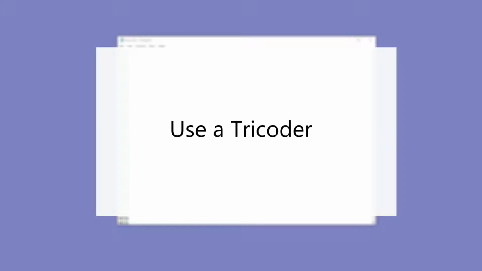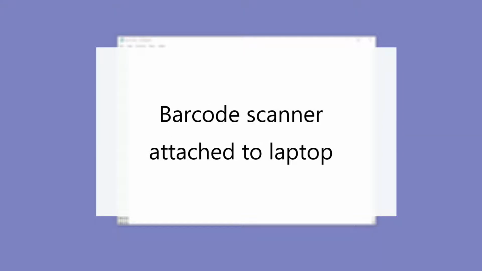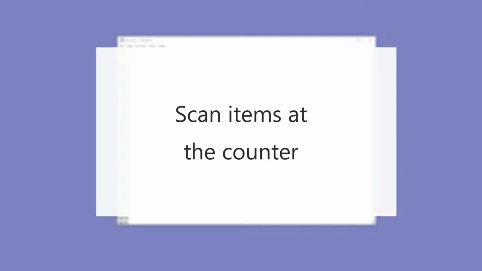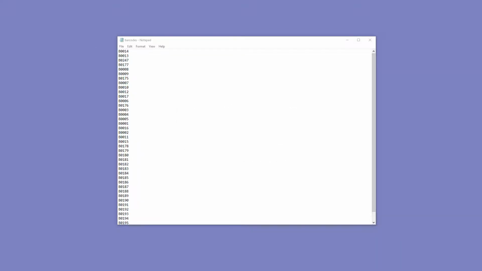There are a few ways we can achieve this. If your library has a Tricoder, you simply go to the shelves and scan the barcodes and then empty those into the Notepad document. You can also use your circulation or cataloging barcode scanner, attach it to a laptop computer, and scan into a Notepad document. Or take the books or items by batches to your counter and scan the barcodes into the document.